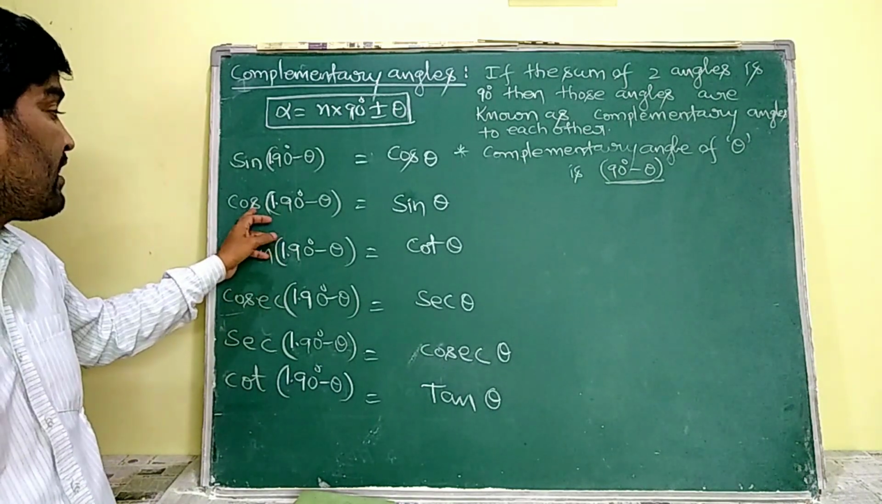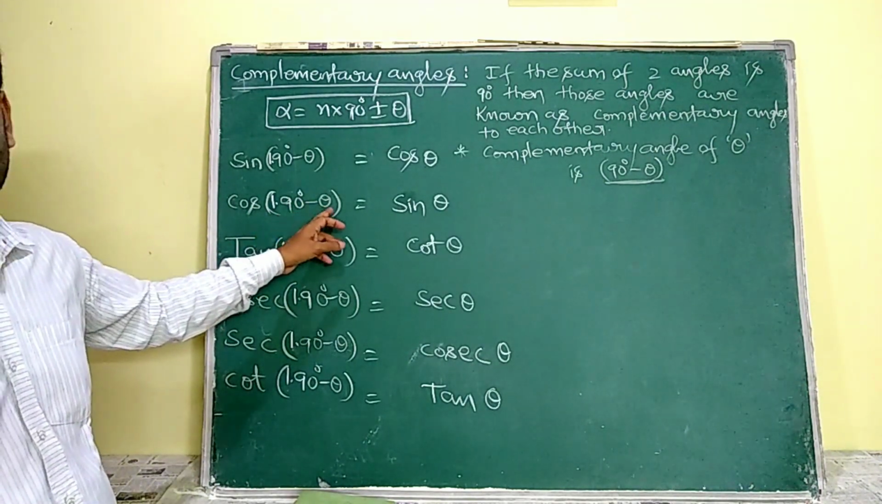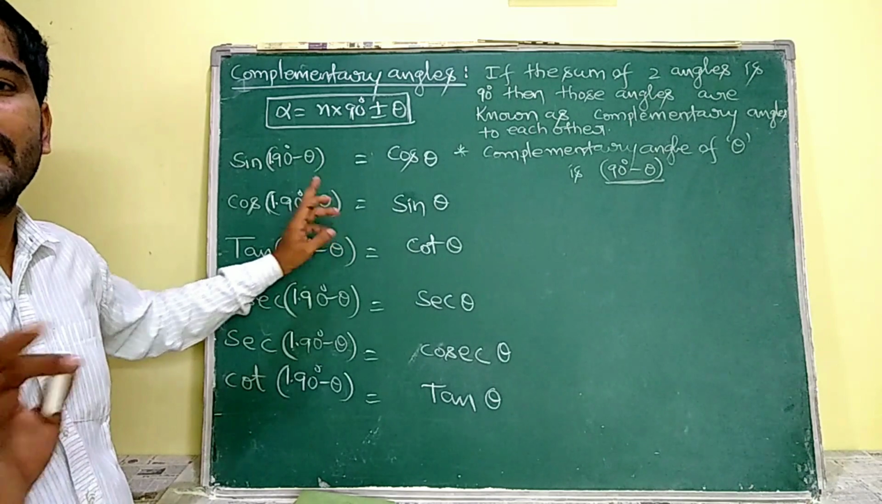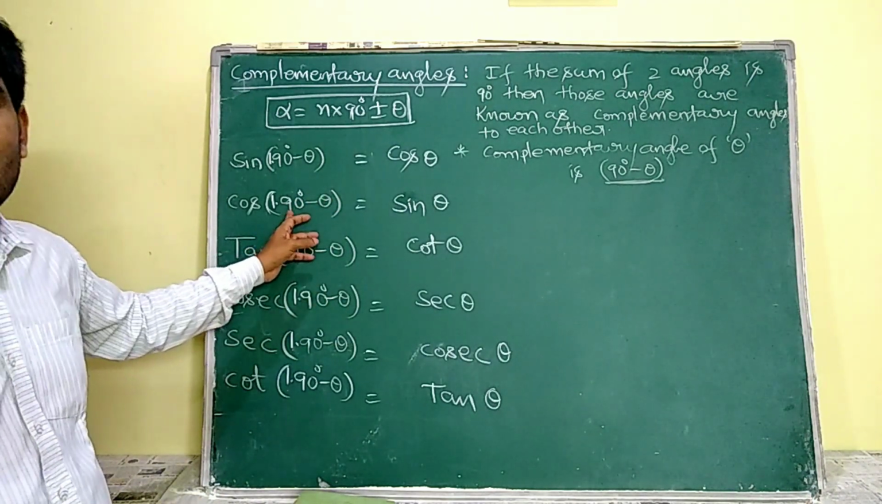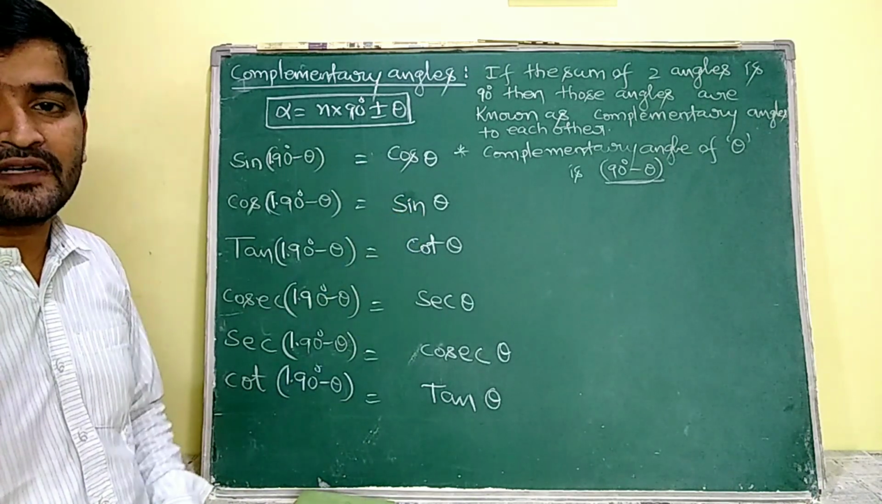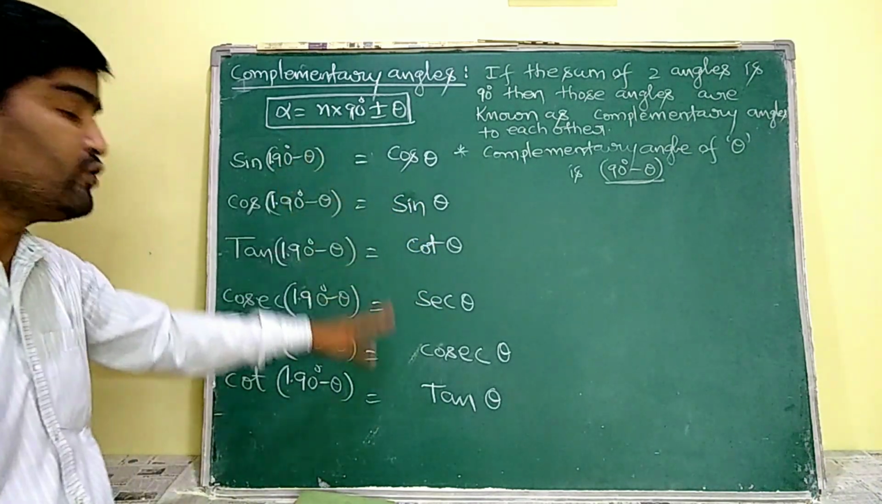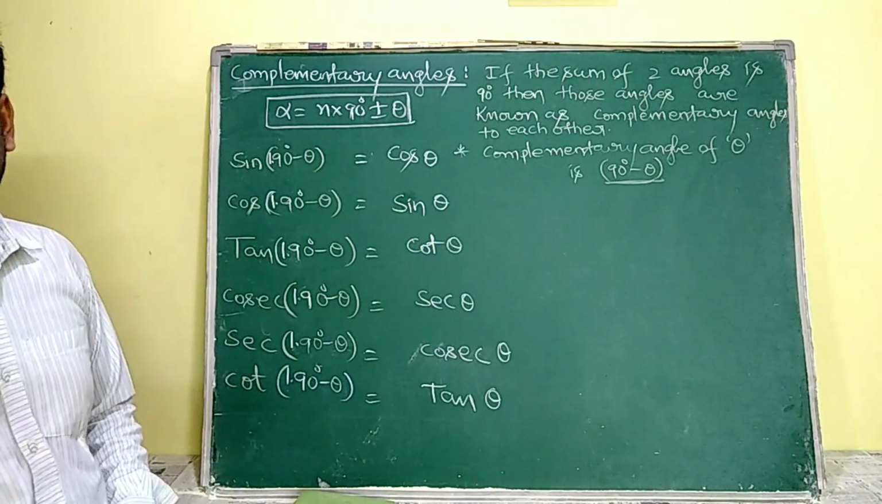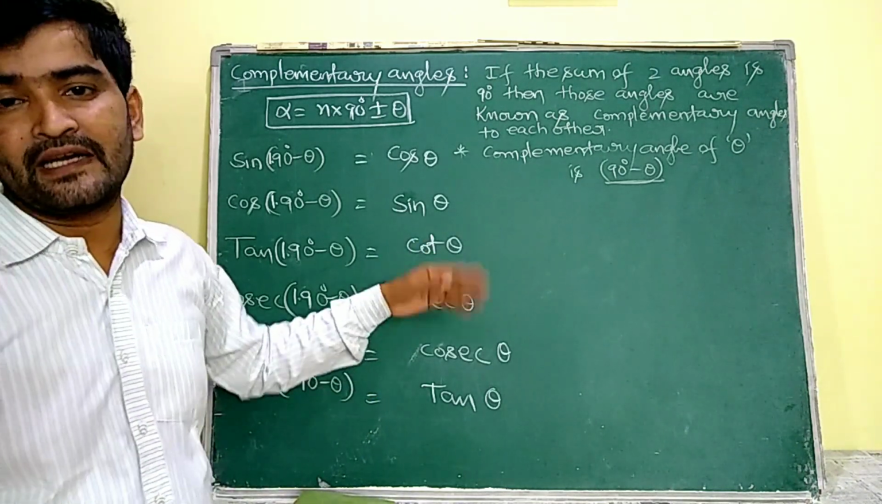And again, cos 90 minus theta, I am subtracting theta. For remembering purpose only, let us suppose cos is in problem. Then cos calls her friend, that is sin, who comes there and helps it. Like that you may remember. Only for remembering purpose we are discussing like that.